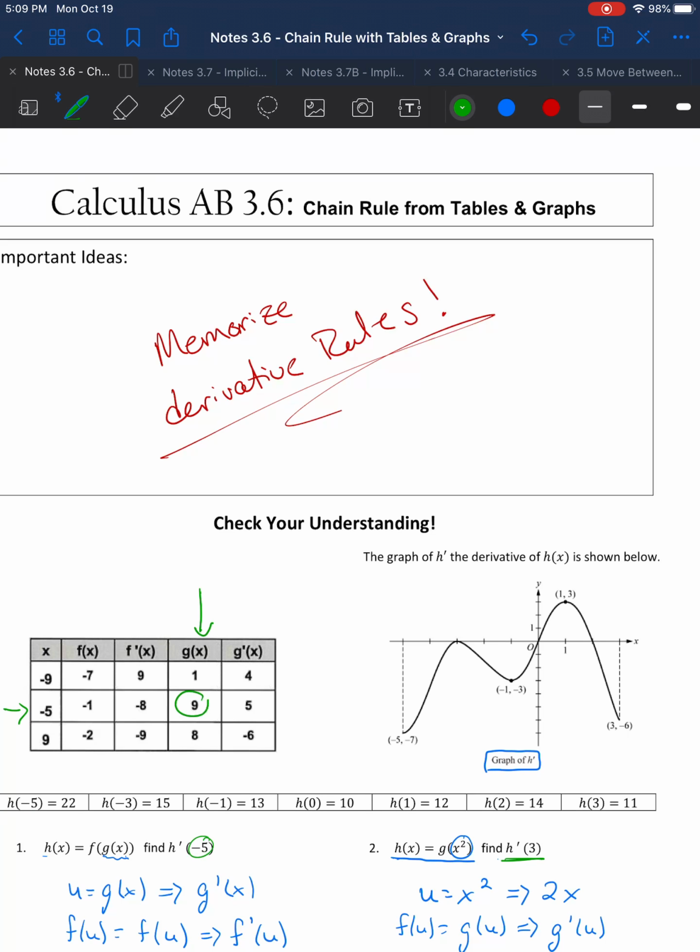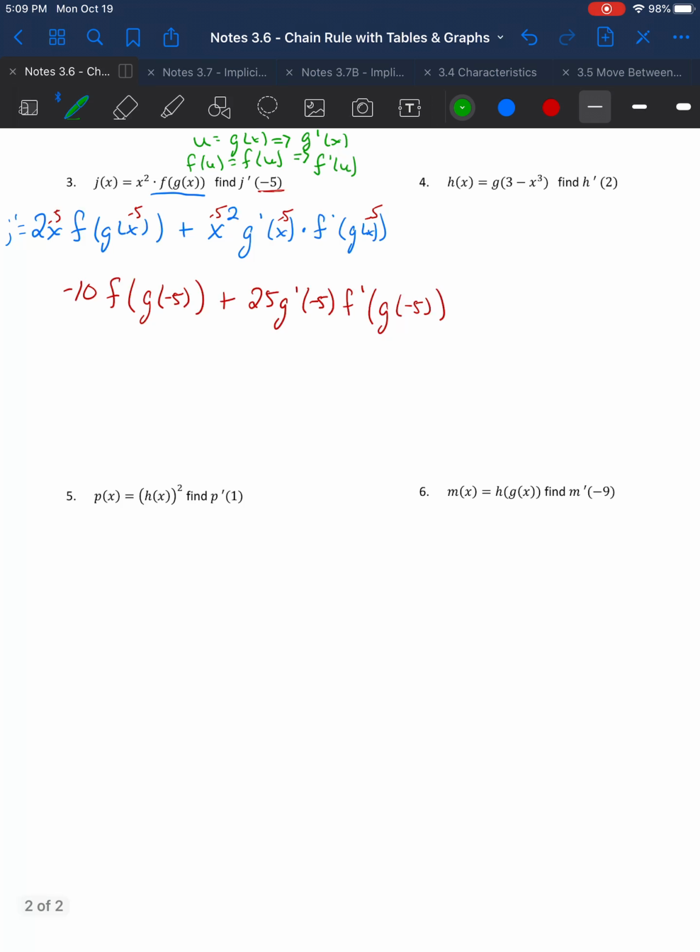-5 squared, 25. g prime of -5. And then I've got f prime of g of -5. Okay, so let's start with this, g of -5. That means I'm going to go find g. I'm going to go find -5. g of -5 is 9.